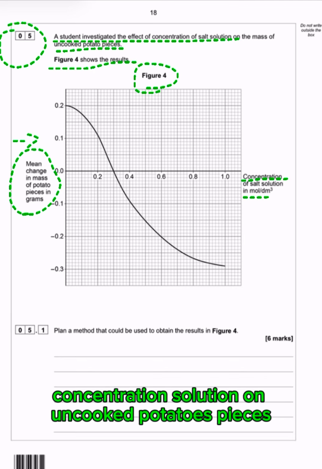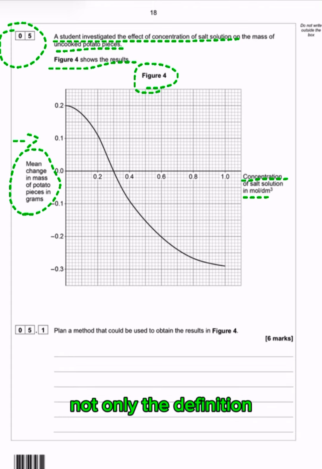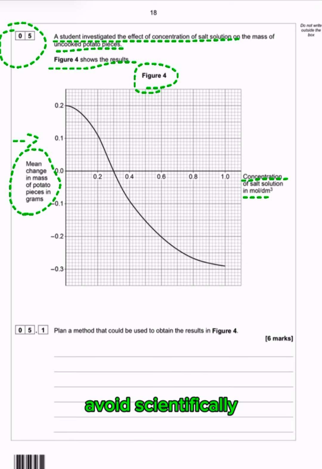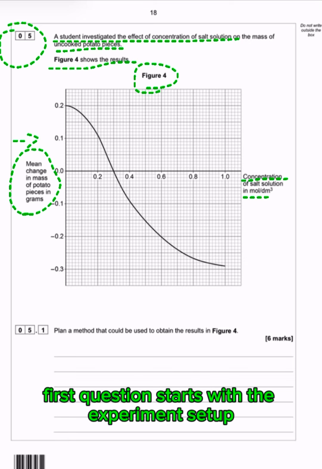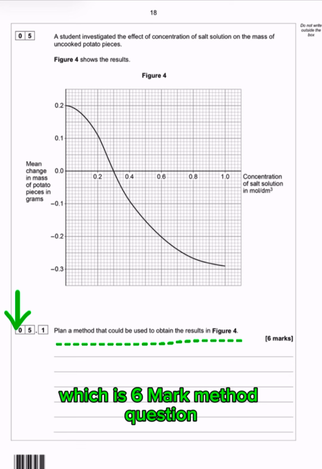Let's move on to the next slide, where students investigate the effects of salt concentration solution on uncooked potato pieces. Hence question 5 is an osmosis investigation, testing not only the definition but also applying the understanding scientifically. The first question starts with the experiment setup. Part 5.1 of the question is a 6-mark method question.